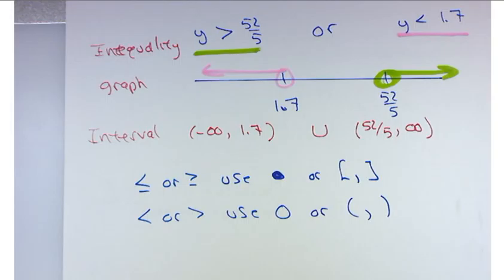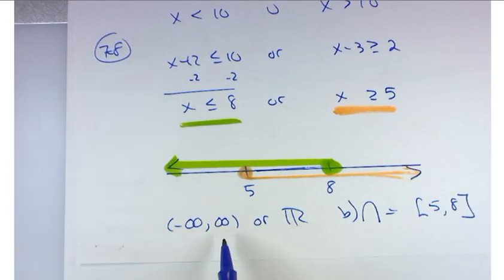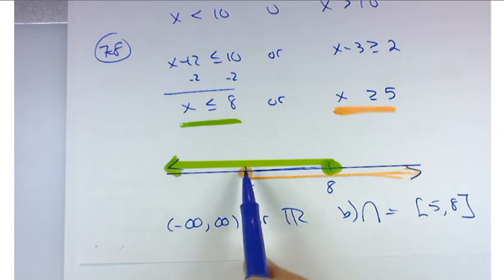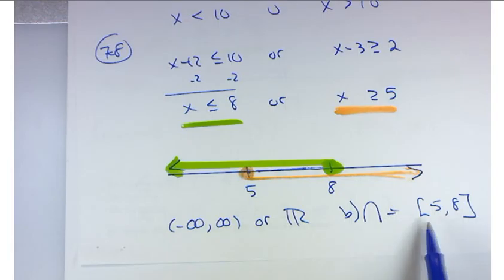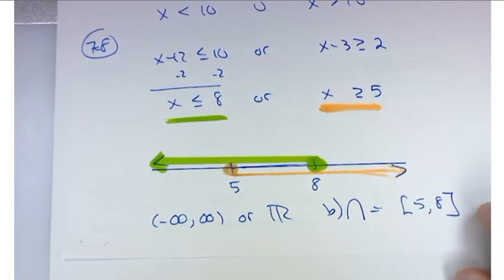Problem 78, use parentheses. Let me look back. I use parentheses for negative infinity and infinity. Infinity and negative infinity always get parentheses. But when you're looking at the intersection, they overlap at these points, so I would include 5 and 8. So I'd use brackets there. So I think we're good on 78.